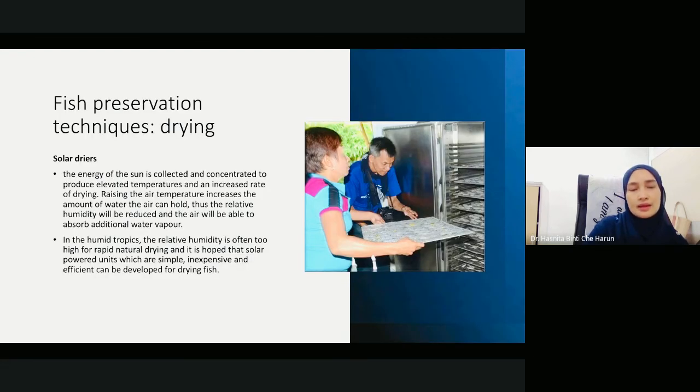So another method is by using solar. You could use solar dryers that collect the energy from the sun and concentrate it to produce elevated temperatures and increase the rate of drying.